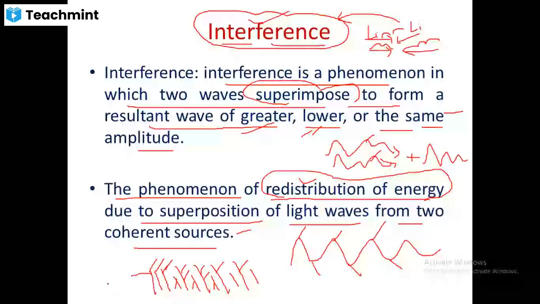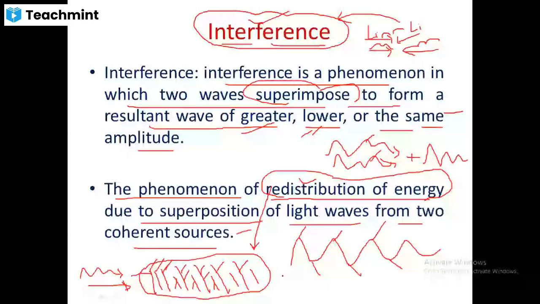Earlier, how was it? When it was coming in the form of light, in the form of a wave, the energy was distributed uniformly. Take it as light in this way. Here the energy was distributed uniformly. Everything was bright, right? But when interference takes place, the energy is redistributed. Some is dark, some is bright, some is dark, some is bright. This is what you call redistribution of energy.